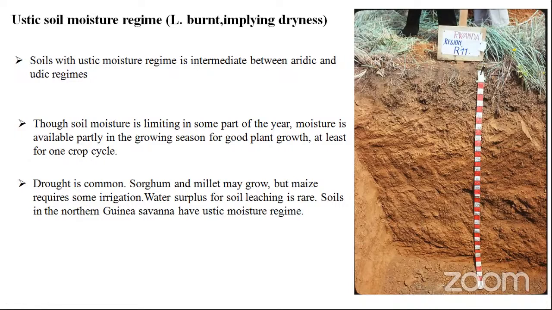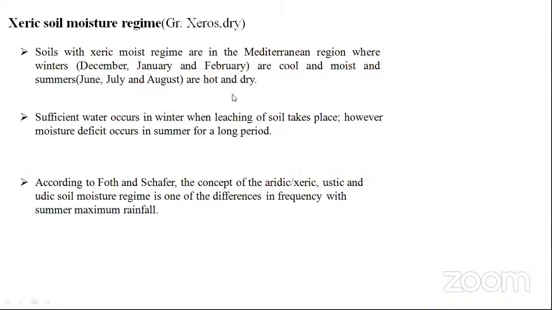But we can grow one crop. We can grow one crop in this type of ustic soil moisture regime. What kind of crops can we grow? We can grow sorghum, millets. Okay, students, remember this concept and idea, which is very important. This is regarding the ustic soil moisture regime. And finally, xeric moisture regime. Xeric, completely dry.